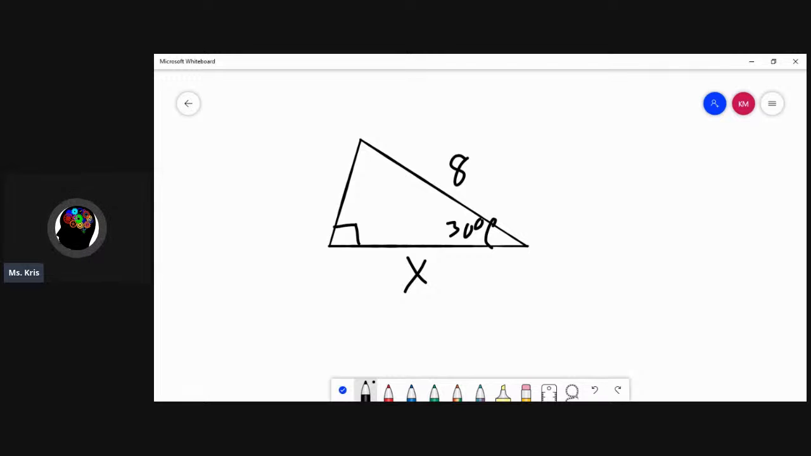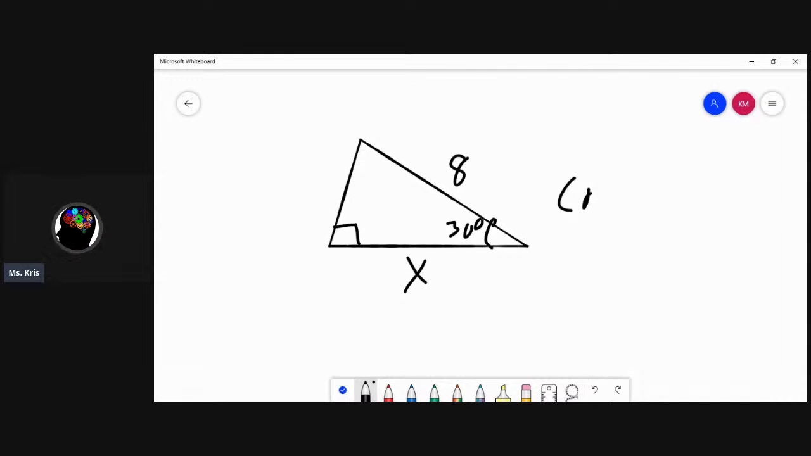Now, you can either do the cosine, because this is the adjacent side as it relates to angle 30, or you can do the secant as it relates to angle 30. I personally will do the cosine because cosine is usually a quicker version than the secant, but I am going to show you both. So first thing we're going to cover is the cosine.